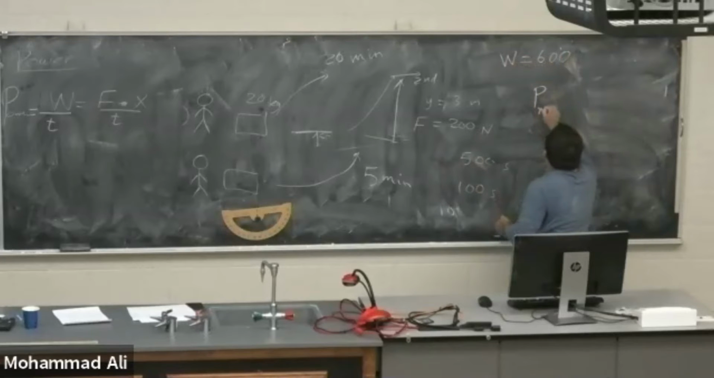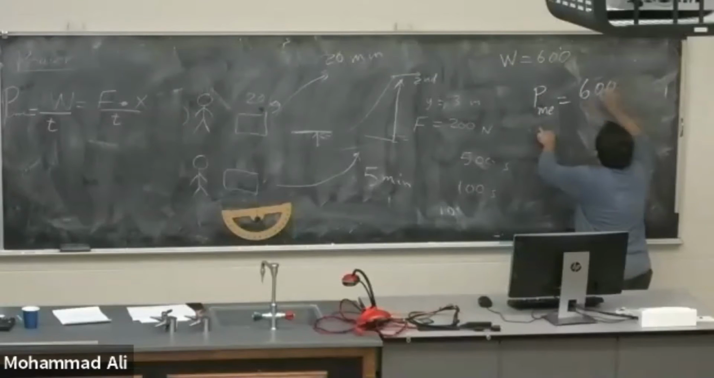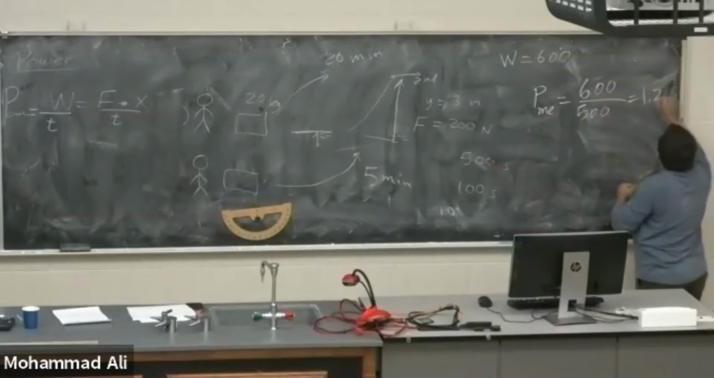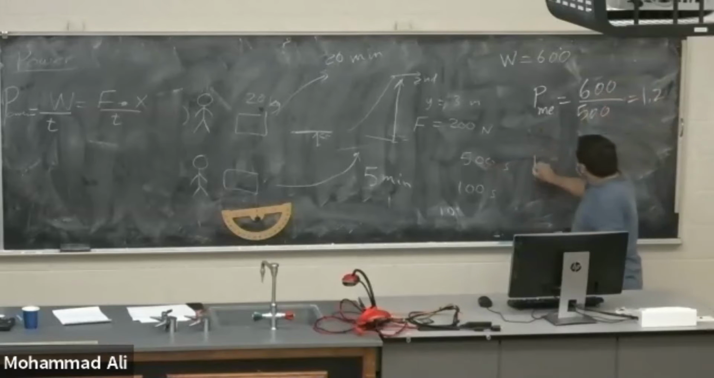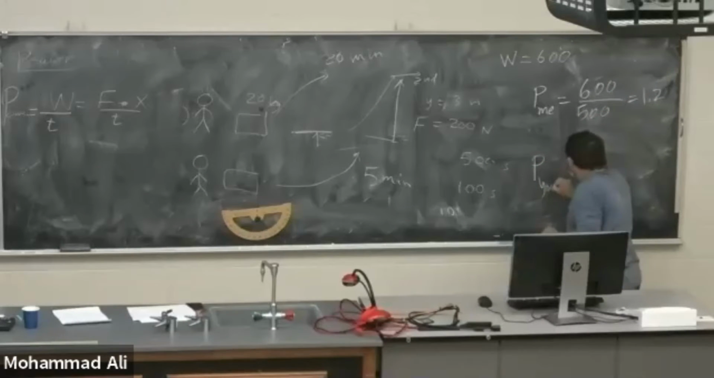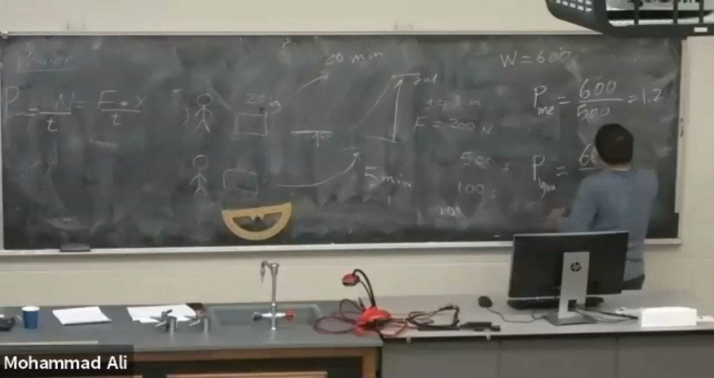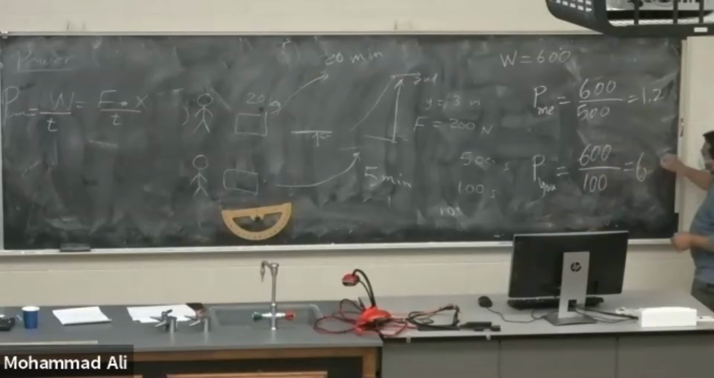The power for me is equal to the work, which is 600, over my time, which is 500. It is 1.2 unit something. The power for you is equal to the work, which is 600, over your time, which is 100, so 6 unit something.